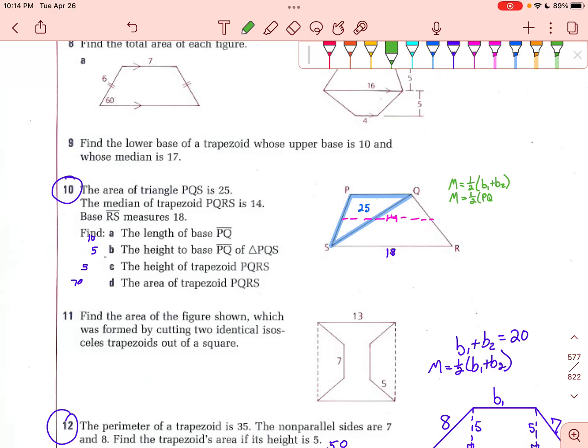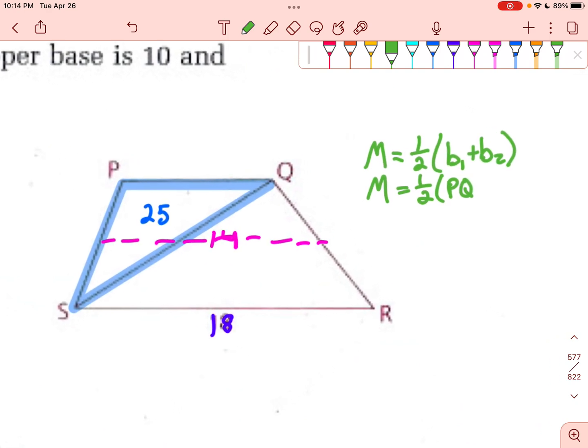Okay, so 11.2, we're going to do number 10 and 12. The first thing I did was I wrote my given information. So the triangle has an area of 25. The median is 14. And the base is 18.